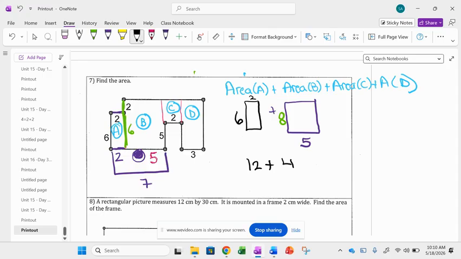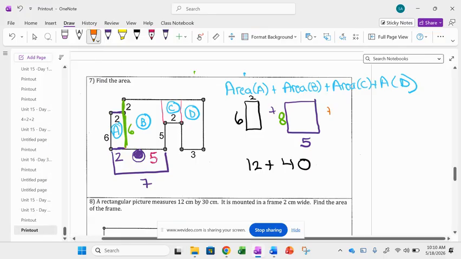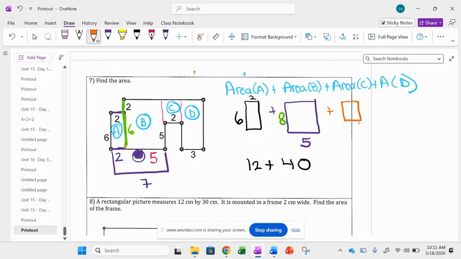And then 8 times 5 is 40. So now that's area B. Let's go on to area C. Now area C is this small little rectangle where the base is 2, right here. But now I need to find this height. Anybody have any idea on how I can find that height? How can I find that orange height?